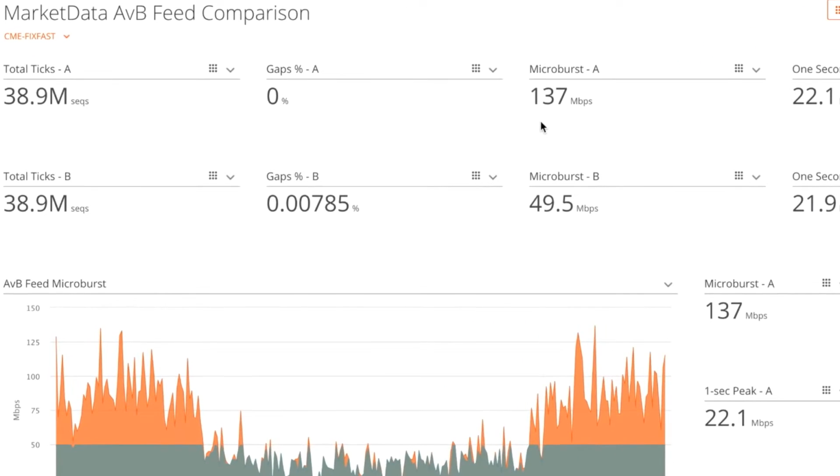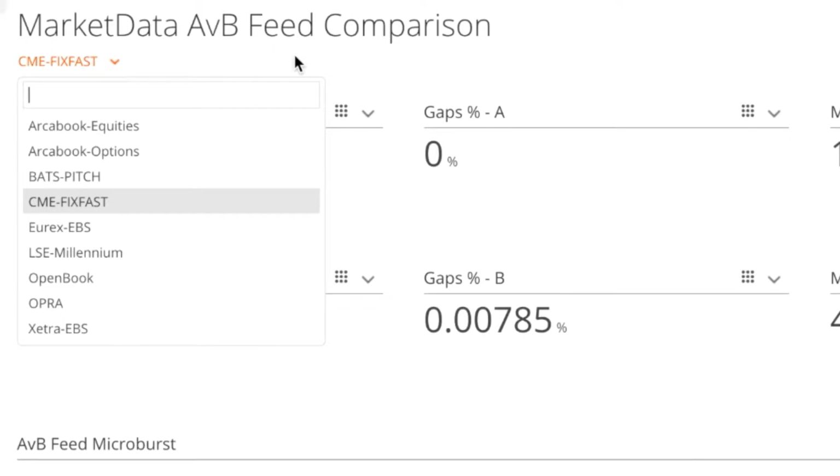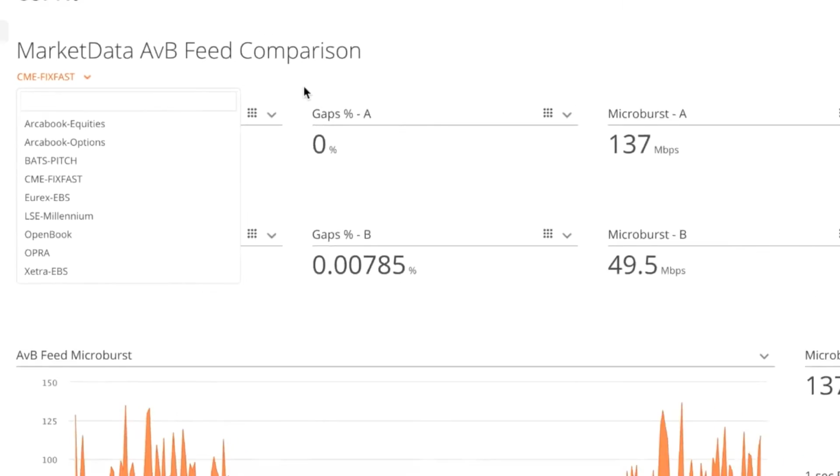In this case, what we're looking at is the A and the B feed from the same market received into the same data center, the only difference being they're taking different paths. So there is a relative latency between them. In this case, we're looking at the CME fixed fast market data, but as you see there, we can toggle between different markets as well if we wish to.